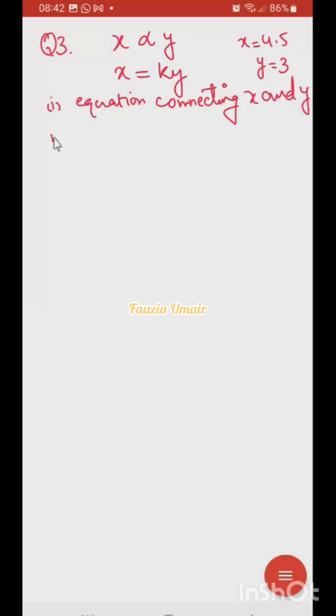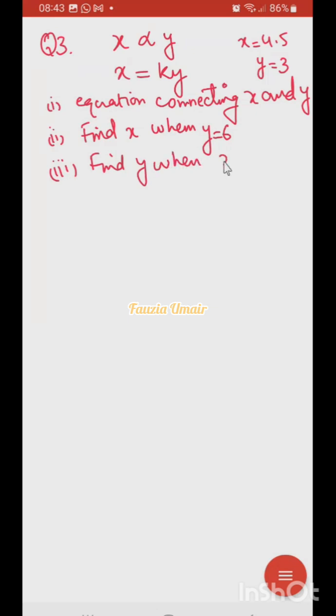Secondly, we need to find x when y is 6. Right? Third part is find y when x is 12. So when you have the equation of proportionality, then you can find out any missing value. So this is equation number 1, and we will use this equation to solve the first part.